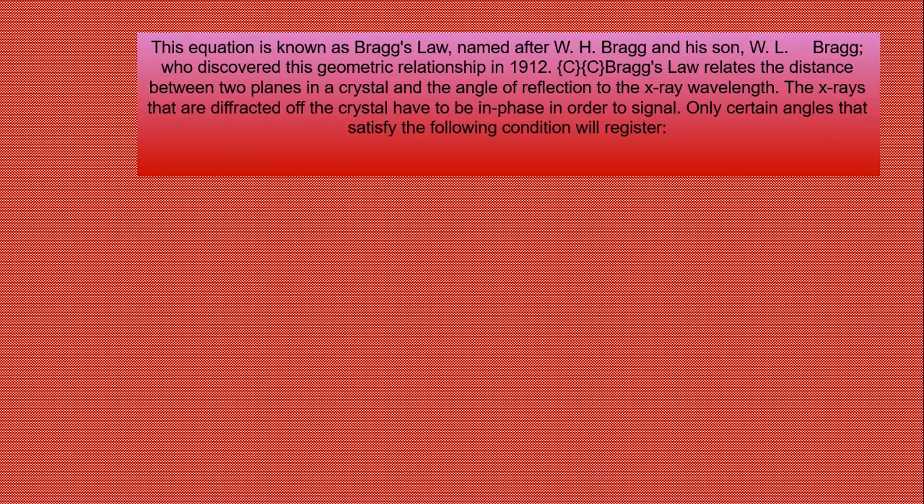Only certain angles that satisfy the following condition will register. Sin theta is equal to n lambda over 2d. The main formula of Bragg's law is 2d sin theta is equal to n lambda. Sin theta on one side is equal to n lambda over 2d.